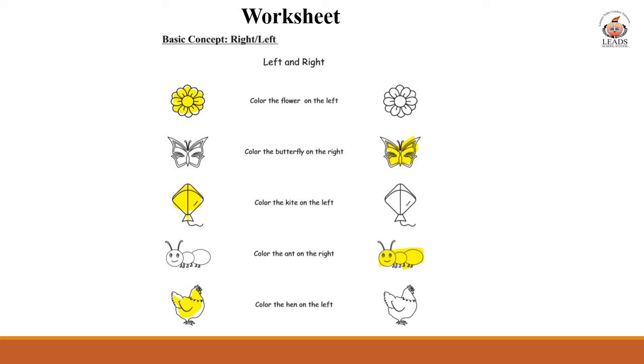Now, color the kite on the left. So let's color it. Yes, we will color this kite. And now color the ant on the right. Students, which ant will be colored? Yes, we will color this ant as it is on the right side. Now we have to color the hen on the left. So which is the left side, students? Yes, we will color this hen as it is on the left side.